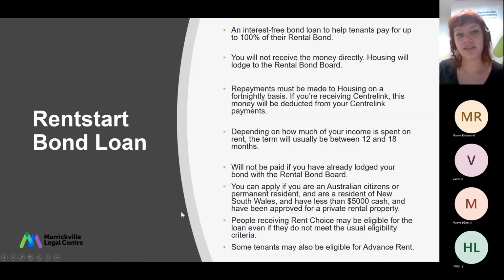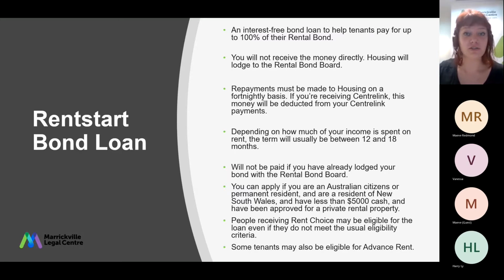Now, even if you don't make that application to housing, there are other housing assistance options that may be able to help. The Rentstart bond loan is an interest-free bond loan that can help tenants pay for up to 100% of their bond. You can apply for this online. You don't need to make a separate application for housing. You can find the application form on the housing website.